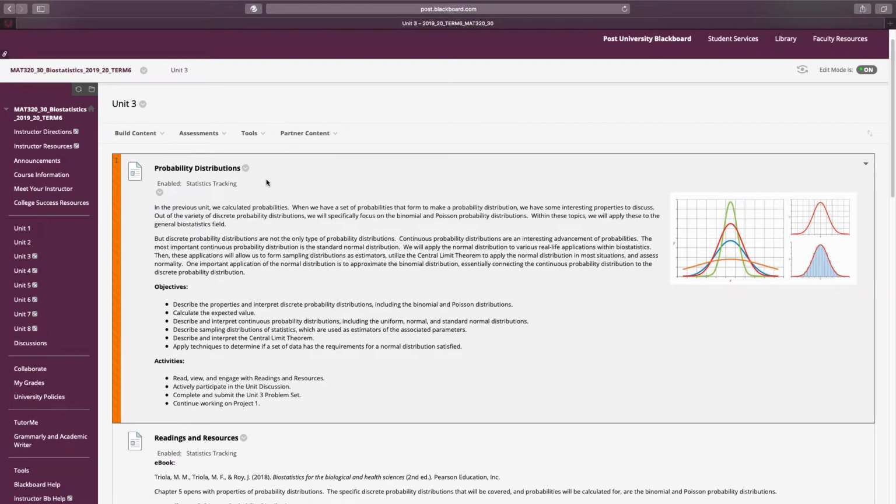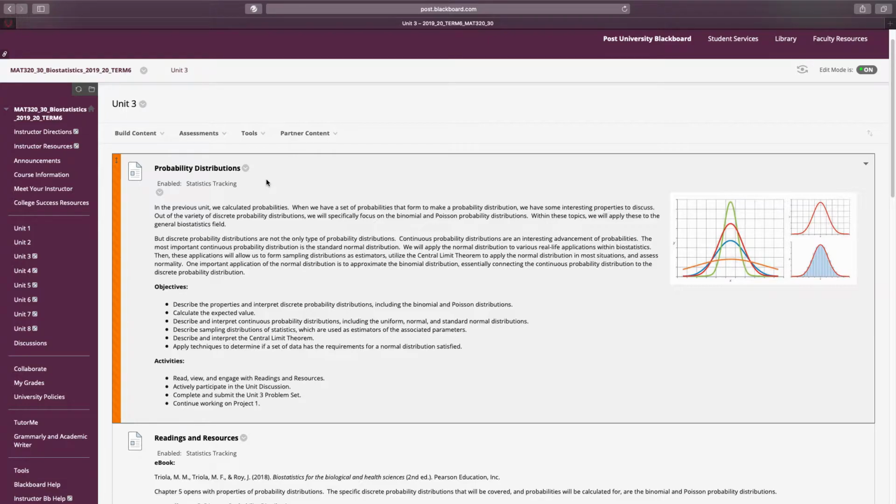So, in the previous unit, we calculated probabilities. When we have a set of probabilities that form to make a probability distribution, we have some interesting properties to discuss. One of the variety of discrete probability distributions we will specifically focus on, the binomial and Poisson probability distributions. Within these topics, we will apply these to the general biostatistics field and solve various applications thereof.